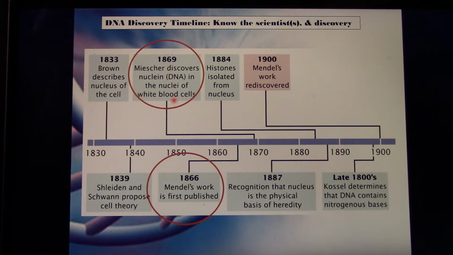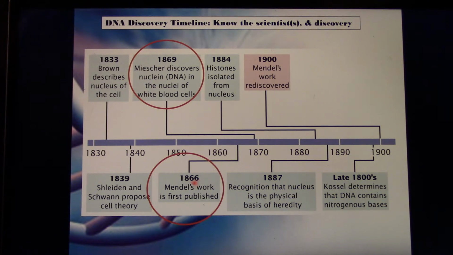Both Miescher and Mendel were around. They were contemporaries, 1860s. Miescher discovered nuclein, or DNA, in the nuclei of white blood cells. So basically the dude went to a hospital, collected some pus, and isolated DNA from it. He called it nuclein at the time, this really stringy stuff.